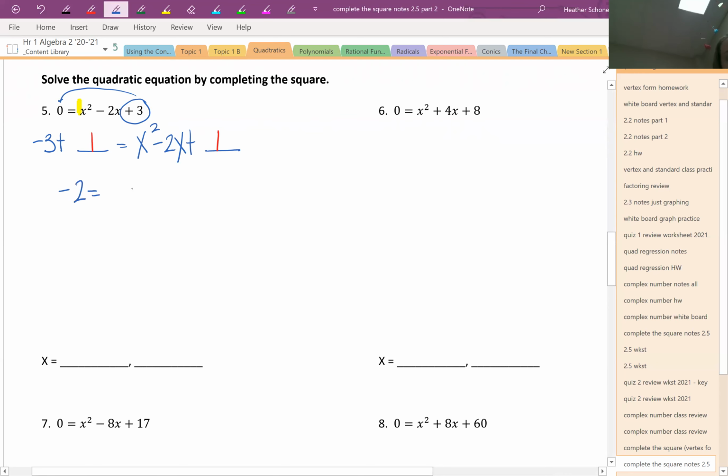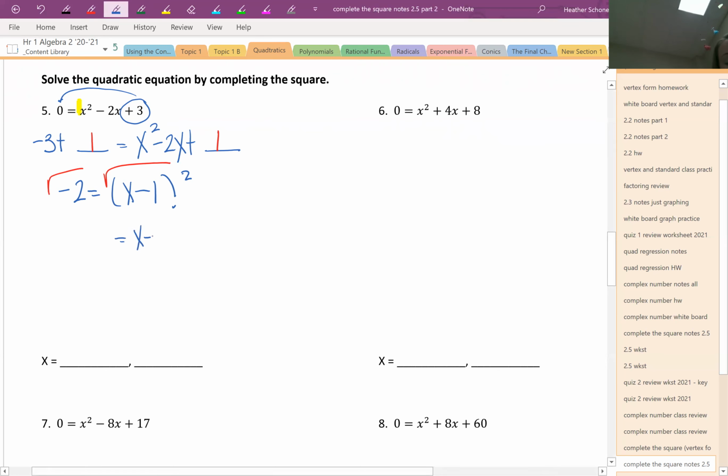So this gives me -2. And now I'm going to factor this. And it's going to factor to x minus 1 squared. The parentheses is by itself. On the last few, the parentheses wasn't by itself. I had to divide by something. But here, the parentheses is by itself. So I'm going to multiply both sides. Excuse me, not multiply. Take the square root of both sides.